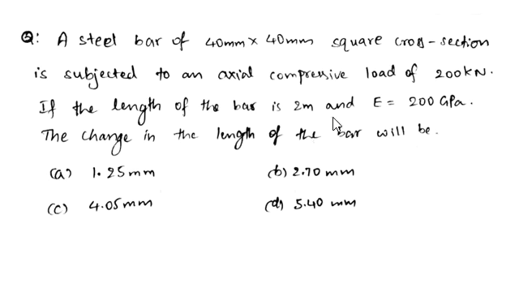So it is a simple direct question. A bar of given cross section is subjected to a compressive load. The load is given, and Young's modulus value is given. It is asking for the change in length of the bar.